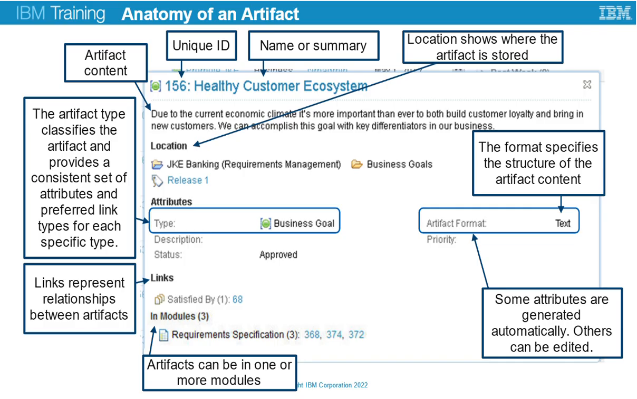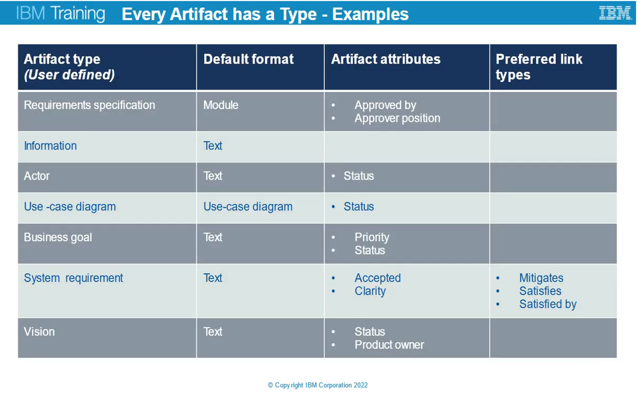Artifacts may also have links within Doors Next, as well as to artifacts in IBM Engineering Workflow Management and IBM Engineering Test Management. This table shows some common artifact types and their default formats, attributes, and links. Review the table, and when you are done, click Next.